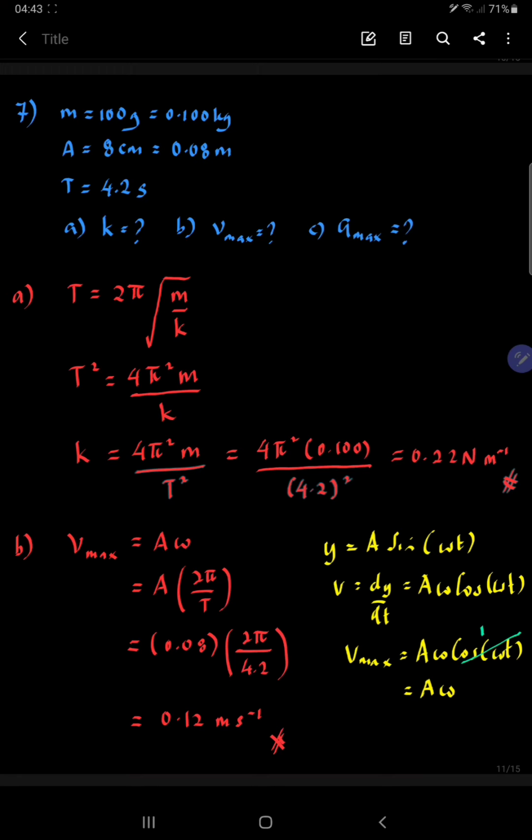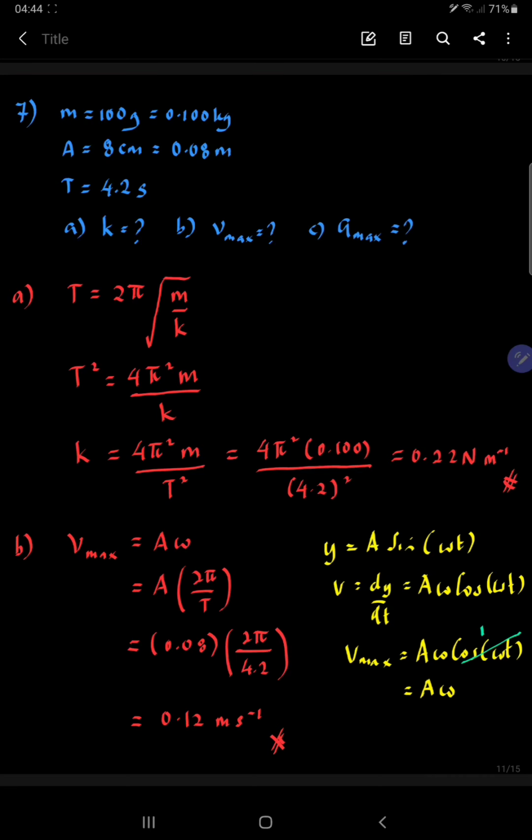Alright, and then B, calculate the maximum velocity or maximum speed. Maximum speed equals A omega. How do you get it? From the basic equation before, which is y equals A sin omega t. The first differentiation gives you v, which is dy over dt, which is A omega cos omega t. So v is maximum when the cosine function is maximum, which equals 1, giving you A omega. So A omega, where omega equals 2 pi over period. Then we just substitute all the values given. There you get the answer, which is maximum speed is 0.12 meter per second.